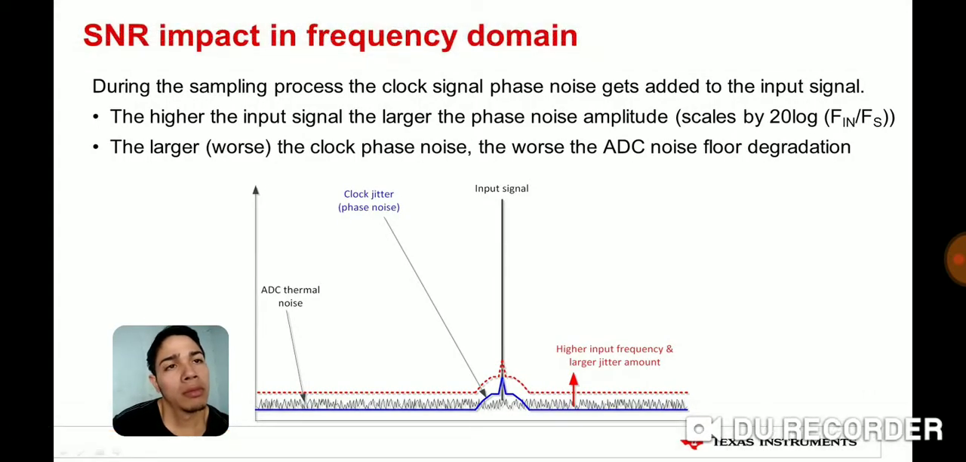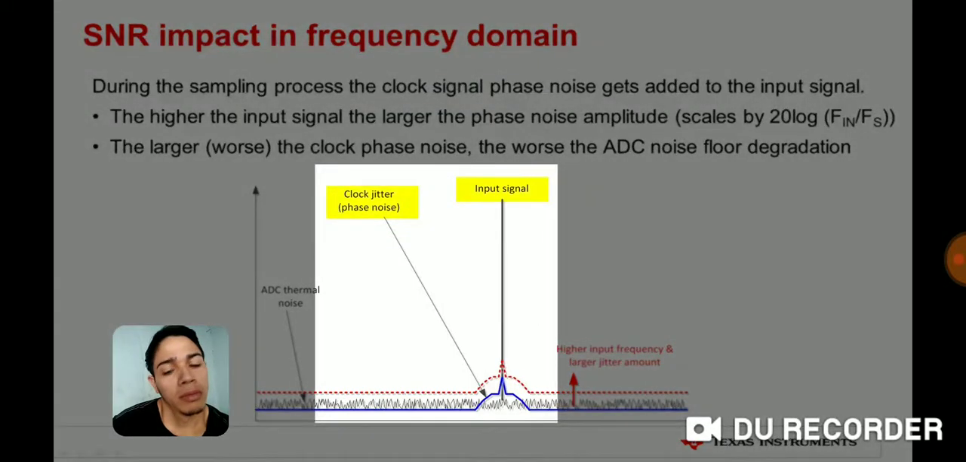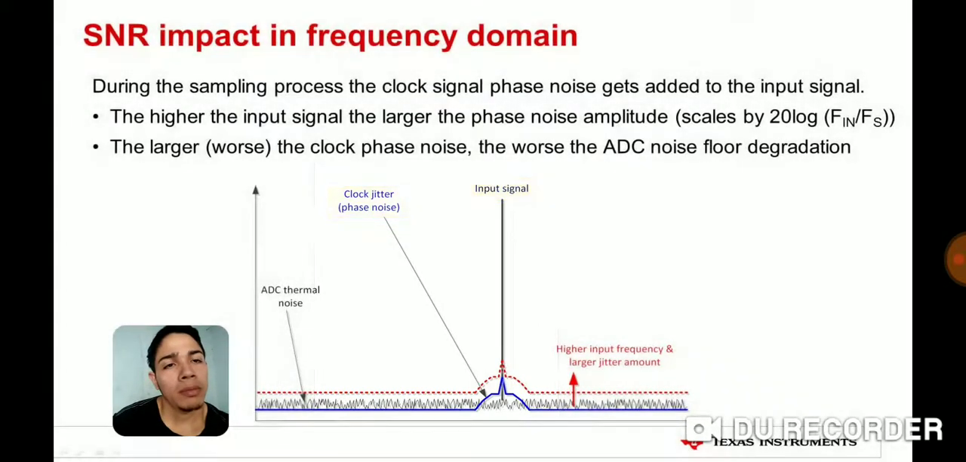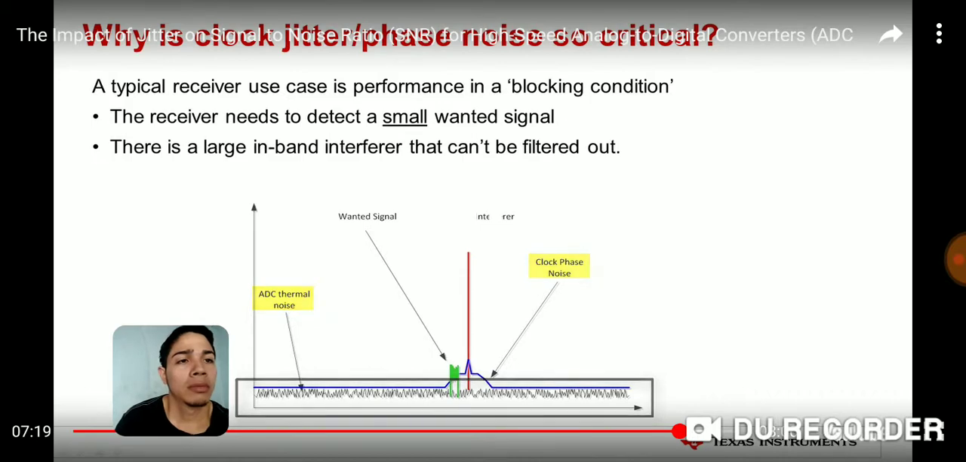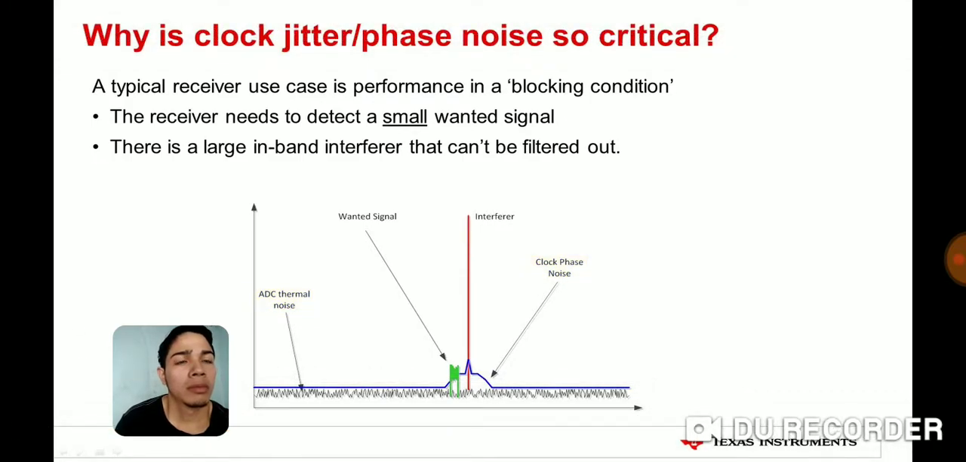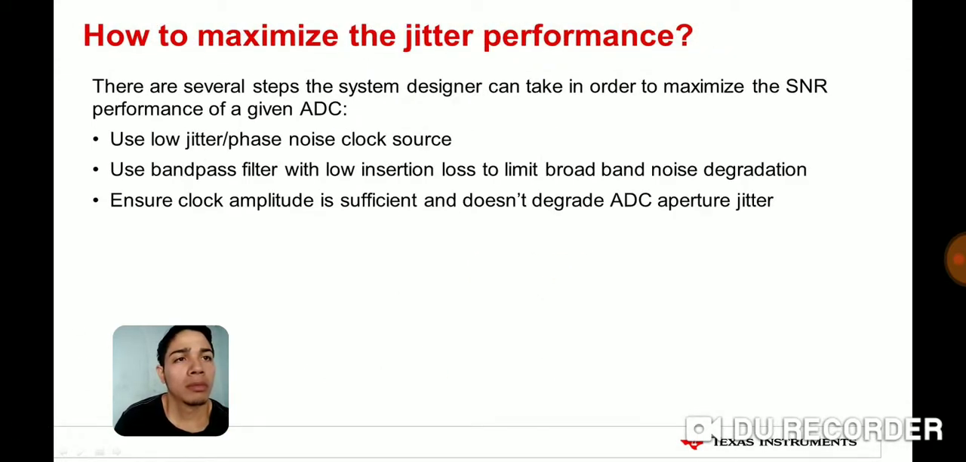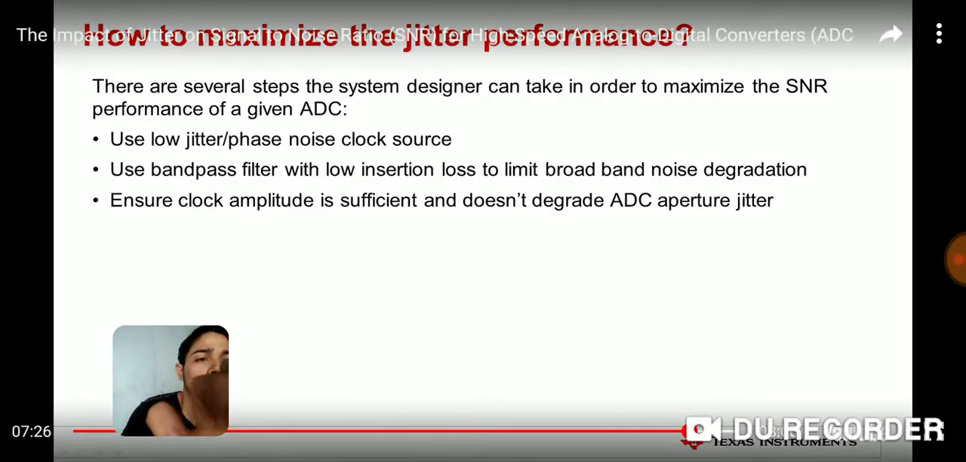During the sampling process, the clock signal phase noise gets added to the input signal. But the clock phase noise amplitude also gets scaled by a factor of 20 log input frequency to clock frequency. Similar as in the time domain analysis, this makes it harder and harder to detect small wanted signals. So what can be done to minimize the clock noise impact to the SNR?